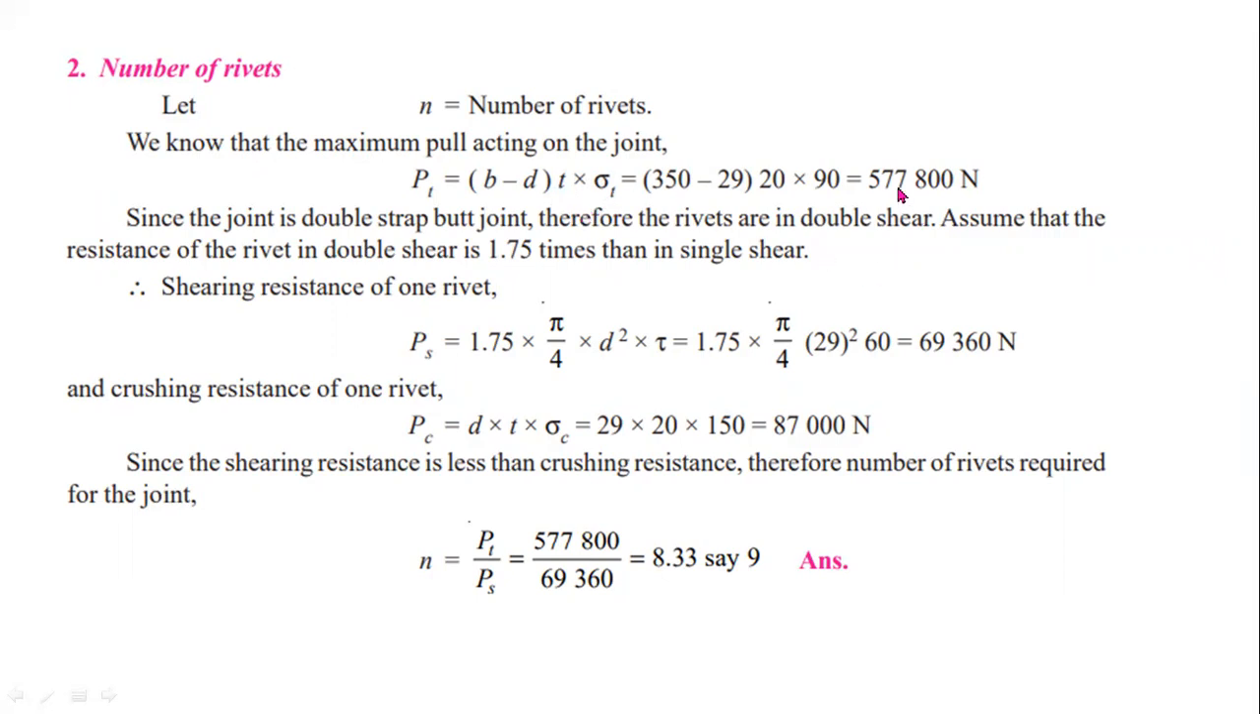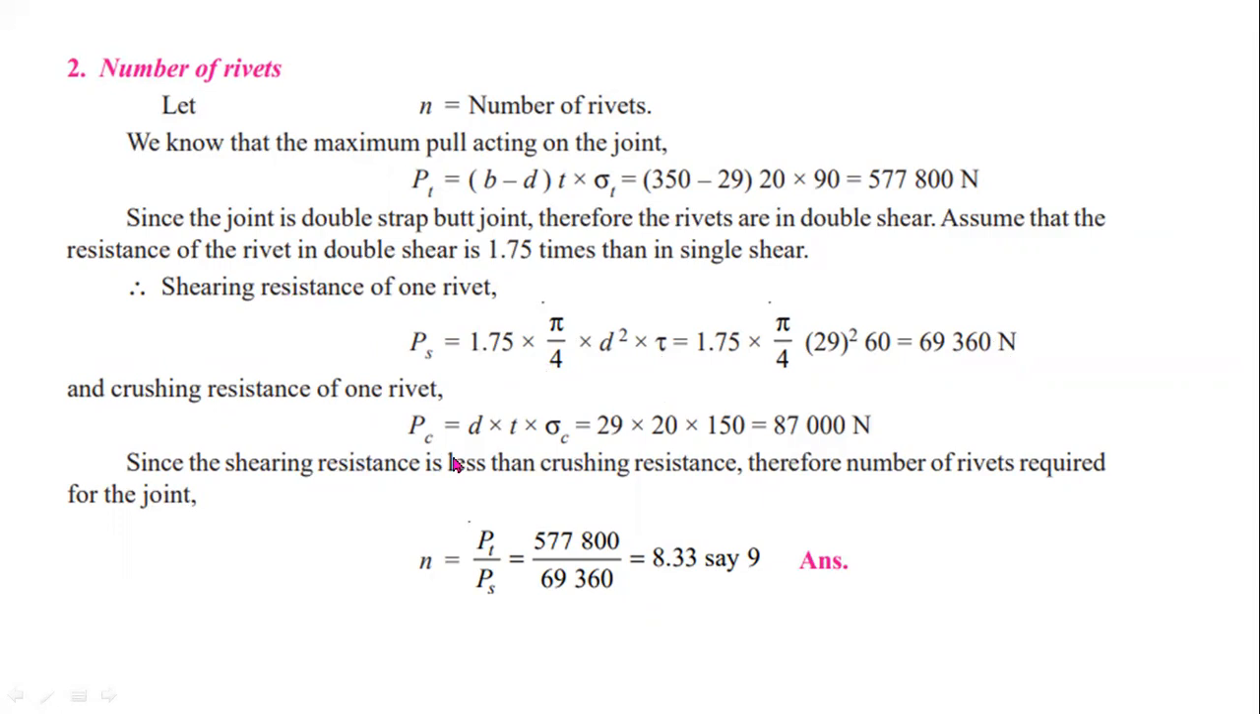5,77,800 is the value of tearing strength. Then after that, you have to determine the shearing strength for one rivet. Here this one is a double strap butt joint, so you have to consider double shear, double shear for a single rivet. PS is the shearing strength, the shearing strength for one rivet: 1.75 into π/4 d square into tau, equal to 69,360 is the shearing strength.